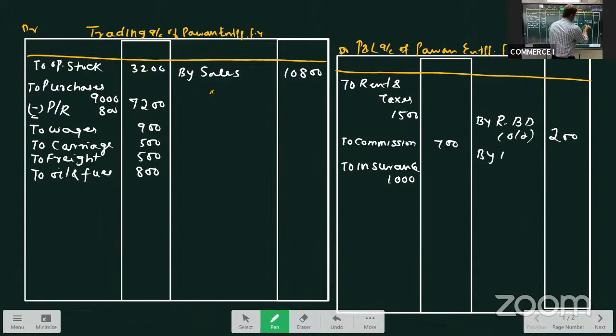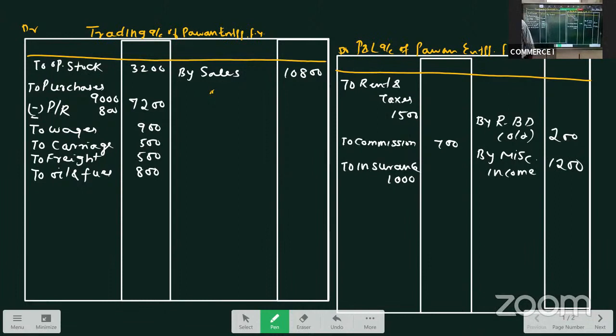Then we have miscellaneous incomes. Miscellaneous incomes means there are certain incomes which we cannot place under a proper head. Such incomes are called miscellaneous incomes. We'll take it as indirect income on the credit side of the P&L account.